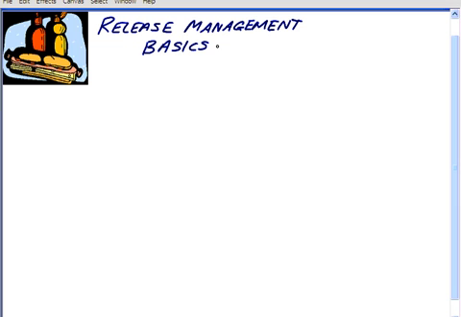I want to start out looking at the basics, the fundamentals of release management. As you're looking at this slide, you notice over there in the upper left-hand corner, I've got a picture of a big hoagie, a giant Subway sandwich with ketchup and mustard, and you might be wondering, what does that have to do with release management?